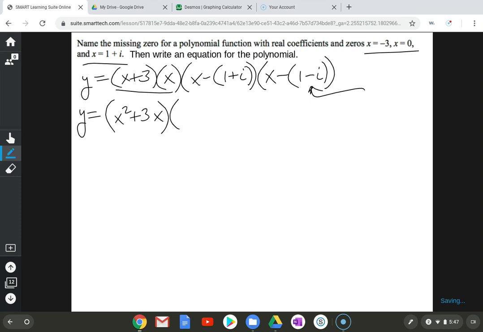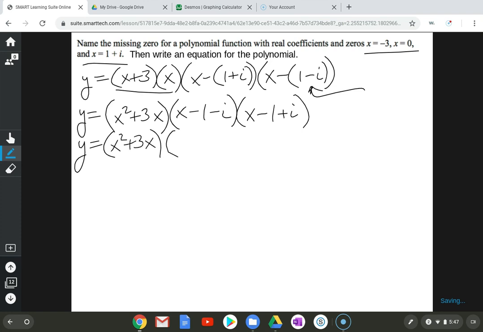And now I'm going to just clean up my complex conjugates. So I have x minus 1 minus i times x minus 1 plus i. And I'm just going to work with the complex portion. It's easier to do those together first. So multiply x. So I have x squared minus x plus ix. Then the -1 times all three terms, minus x plus 1 minus i. And then the -i times all three terms, minus ix plus i minus i squared.